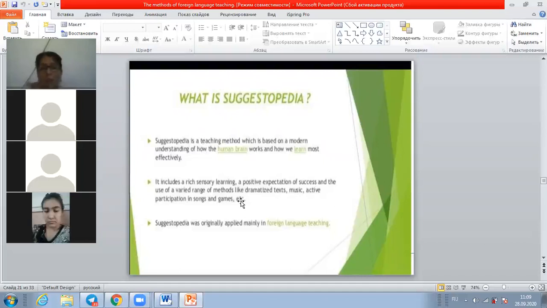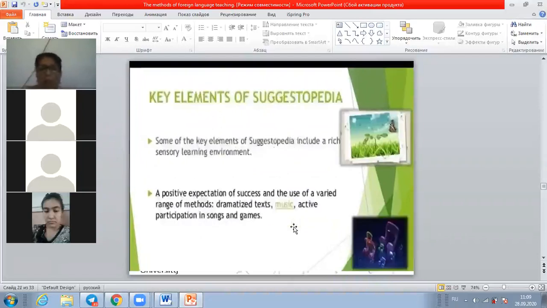What do I mean by this? As you know, by listening to songs or by playing games, pupils or students can learn effectively and with great interest. Suggestopedia was originally applied mainly in foreign language teaching, and the following are key elements of the strategy: merit and incentives.